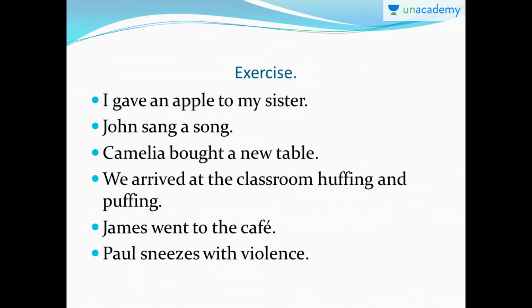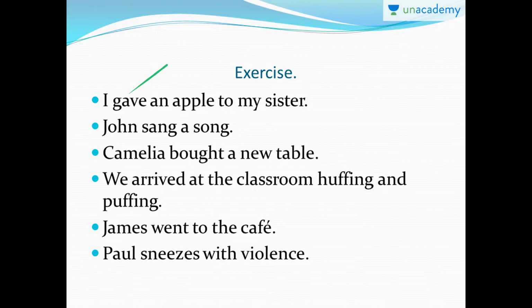First one, I gave an apple to my sister. So is there an object in this sentence? Yes, there are two objects. And so the verb that is give is a transitive verb. So I is the subject, gave is the verb. What did I give? An apple. So that's an object. To whom did I give? I gave it to my sister. That's also an object. Since the sentence contains objects, the verb in the sentence is transitive in nature, and hence gave is a transitive verb.